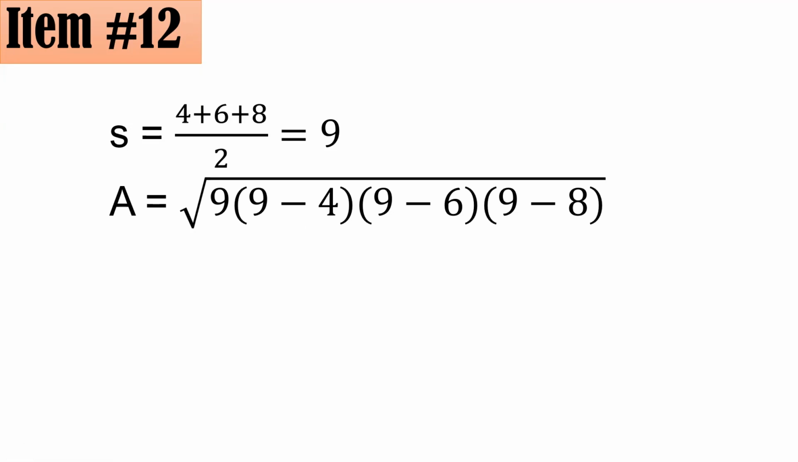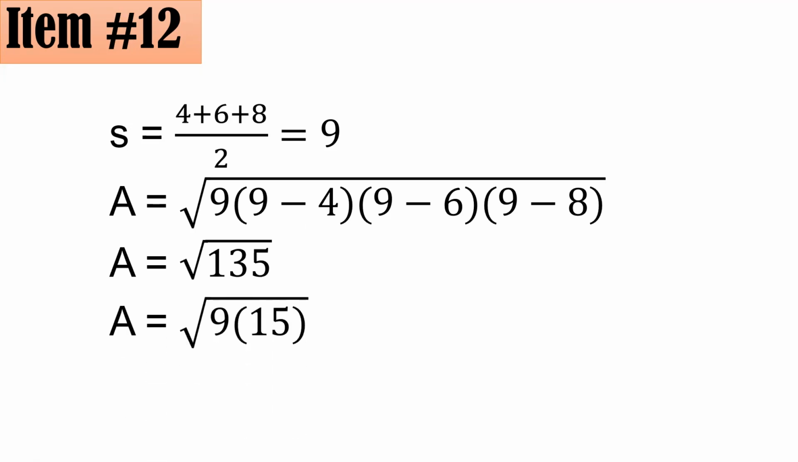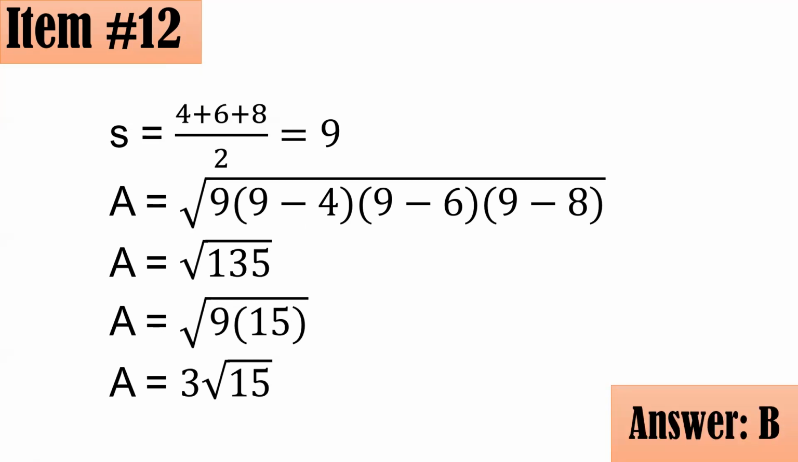And therefore, what do we get? We get the square root of 135, which is factorable as 9 times 15. The square root of 9 is 3, and the correct answer here is 3 square root of 15. And therefore, the correct answer is letter B nga po. So, to everyone who commented, congratulations, tama po kayo.